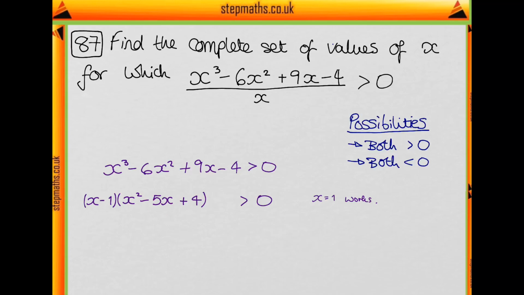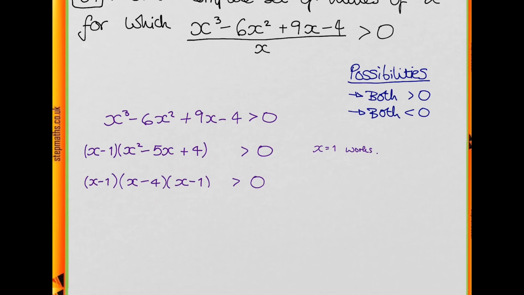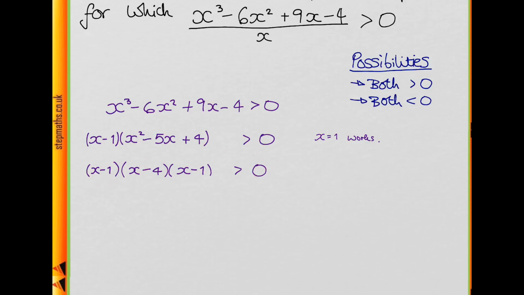We also then have a plus 5x, so we need another plus 4 to have 9x, and then the minus 4 works out there. So we can now factorise this quadratic into x minus 4, x minus 1. So we get something which looks like this, which makes it a lot easier to see what values of x satisfy this.